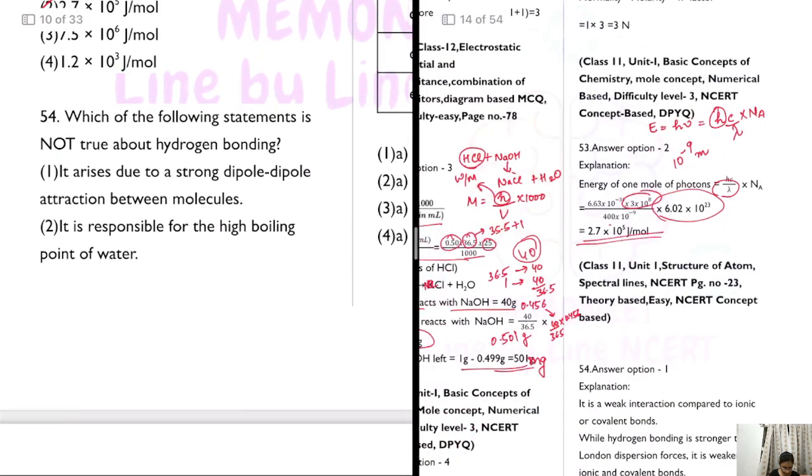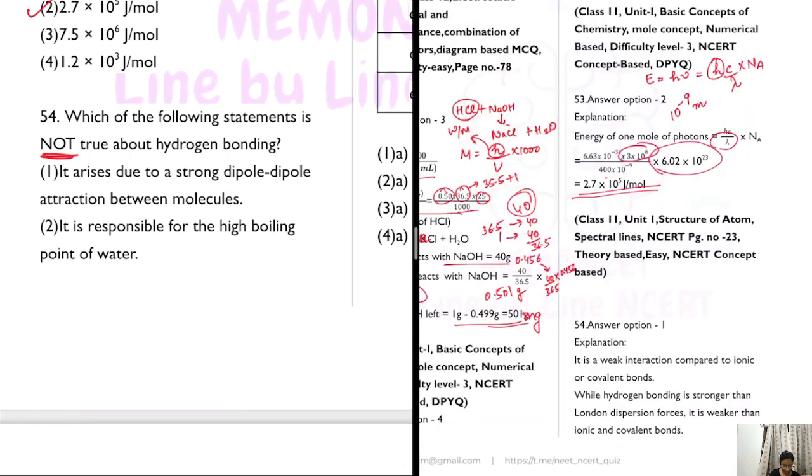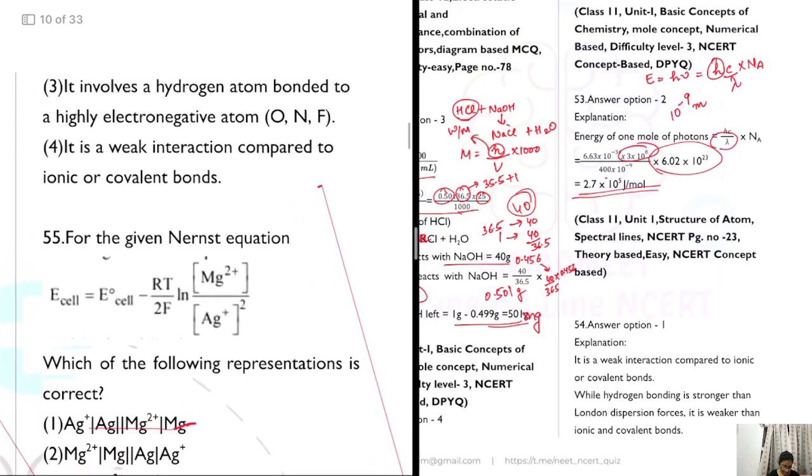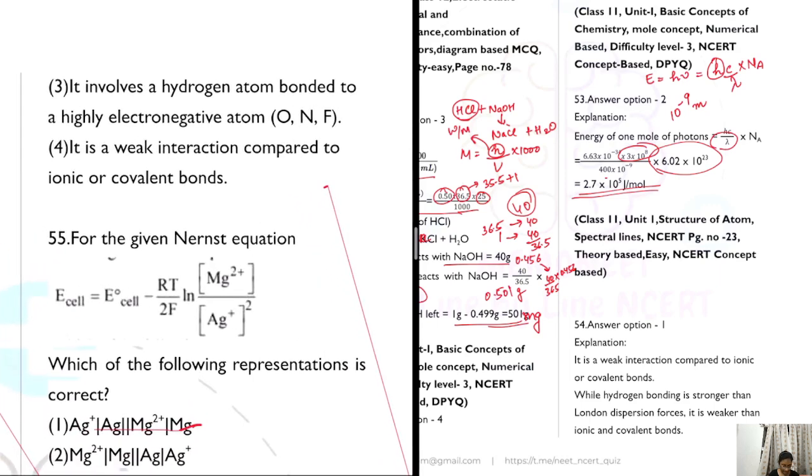It is given: which of the following statements is not true about hydrogen bonding? Okay. See, here it arises due to strong dipole-dipole interaction, attraction between the molecules. It is responsible for high boiling point of water. It involves a hydrogen atom bonded to a highly electronegative atom. It is a weak interaction compared to ionic or covalent bonds.